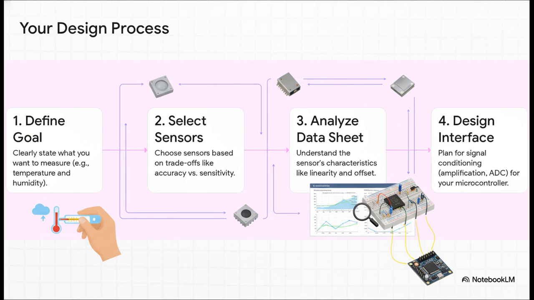3. Analyze the characteristics. Crack open that datasheet and learn the sensor's language. Does it have an offset? Is it linear? And finally, step 4. Design the interface. This is where you plan the circuitry that will clean up, boost, or convert that signal so your microcontroller can make perfect sense of it.